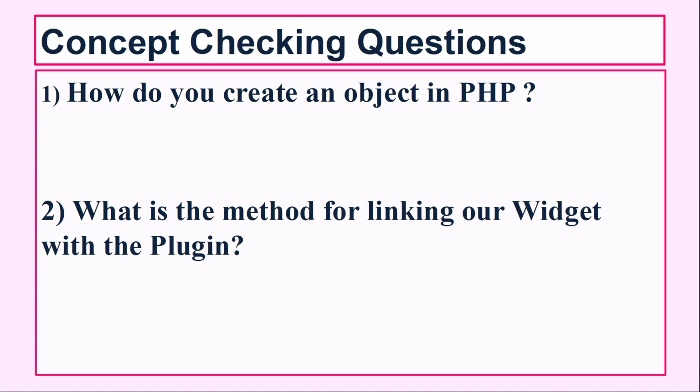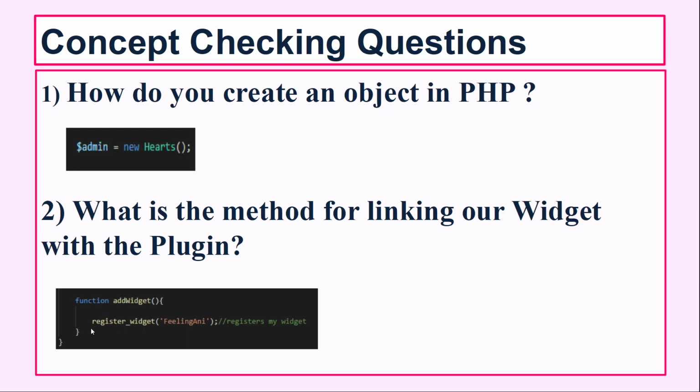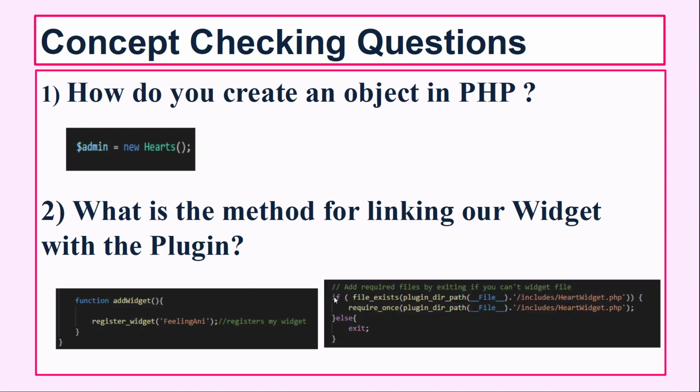Hopefully you've paused the video and you've answered the questions. Let's go through it. To create an object in PHP, you just need to use the new keyword with the class name and then attach it to the variable that will be the object. Second one, how do we link our widget with the plugin? Well, we have to first use the WordPress function register widget and then the name of our widget, but then we also need to make sure that we have included this require once and then included the name of the file path.